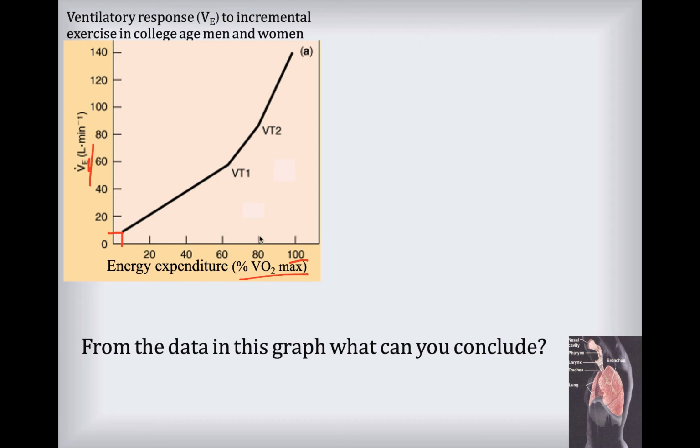80% of VO2 max is still high intensity. 60% is more moderate, and as we get down to 20, that's actually pretty light exercise. That's like a brisk walk, maybe walk up a slight slope or something like that. So now you need to look at these data and come up with a conclusion. Pause the video. What's your conclusion?